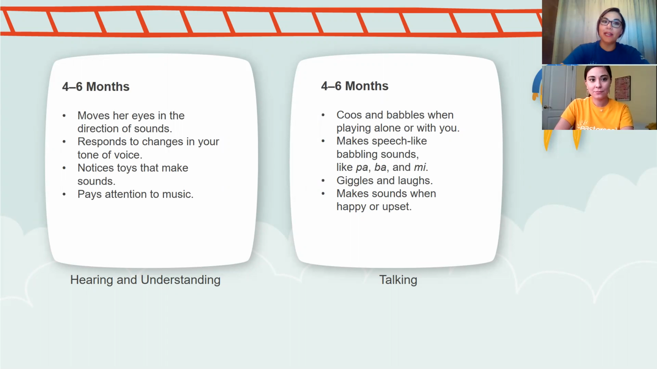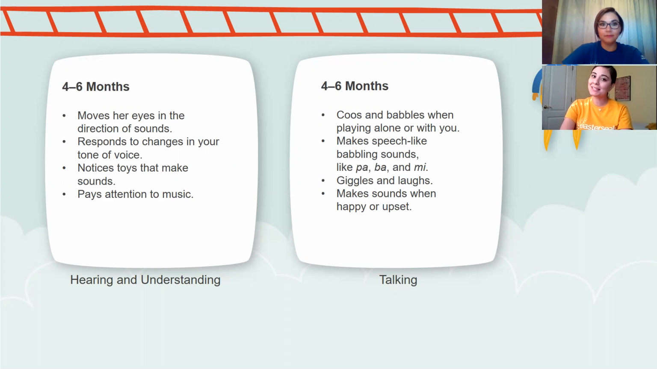Hearing and understanding your baby at 4 to 6 months. You should notice that she or he will move her eyes in the direction of sounds, responds to changes in your tone of voice, notices toys that make noise, and pays attention to music.